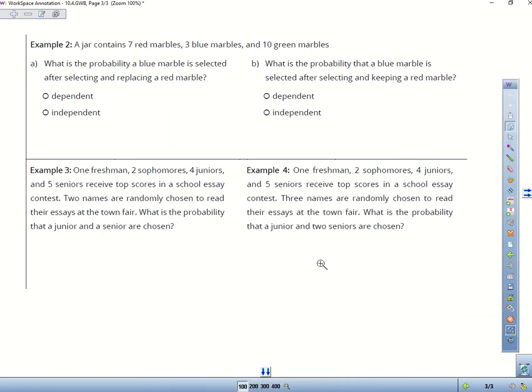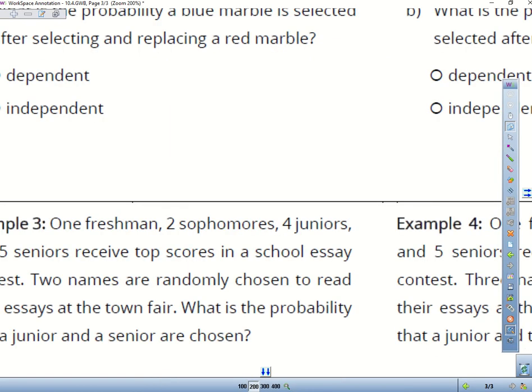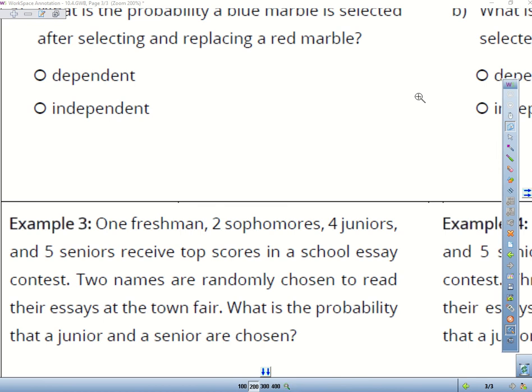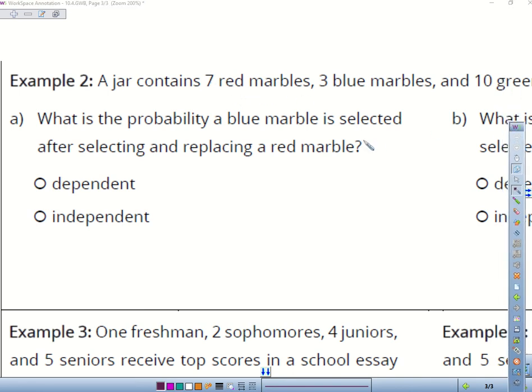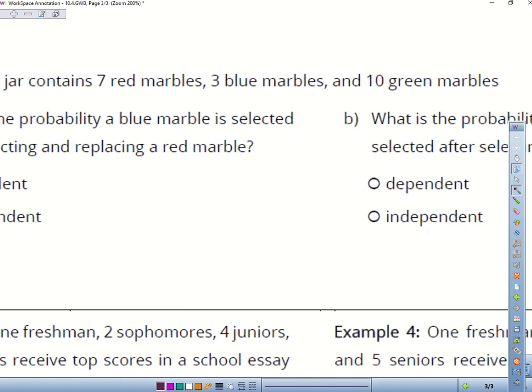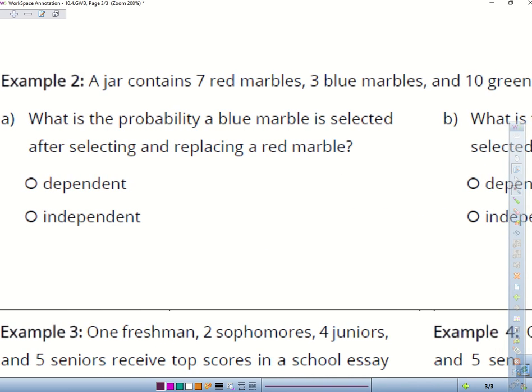Alright, so now we're going to be doing a jar of marbles problem. You've seen these probably in middle school, right? You remember doing these problems where they give you the different marbles and you have to calculate the probabilities? So we're going to do that but add another, more advanced layer to it. If we have 7 red marbles, 3 blue marbles, and 10 green marbles, how many total marbles do we have? 20. So we have 20 marbles.